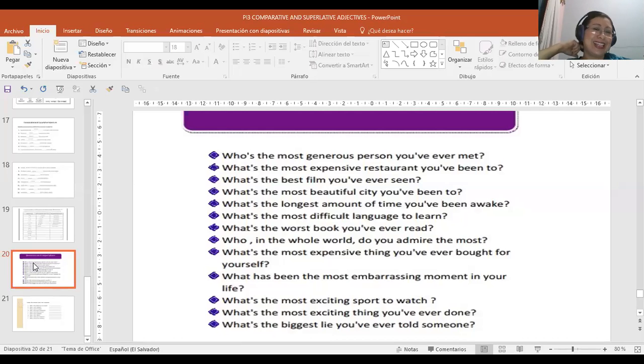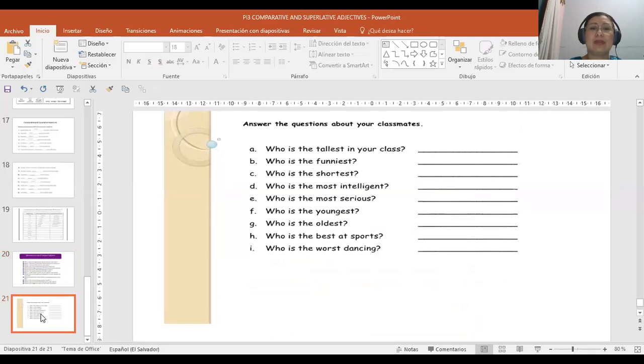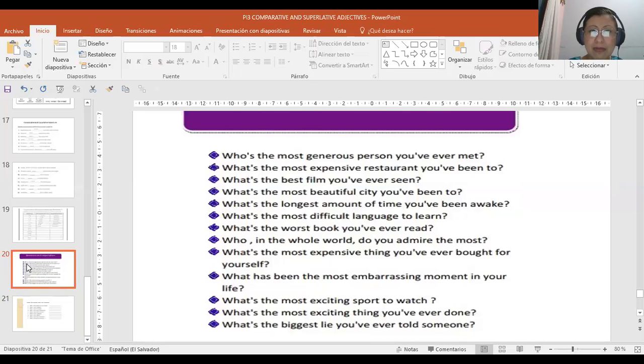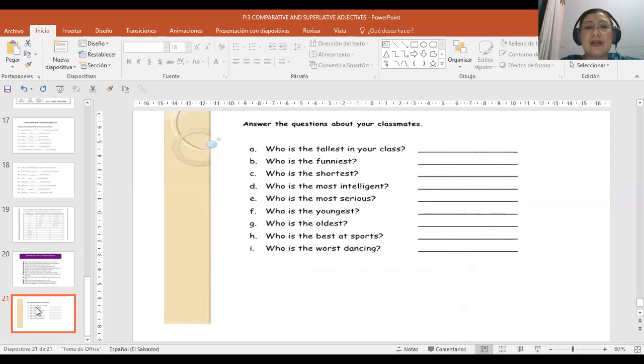So sometimes we use these superlatives when we are talking about things like this, right? So they ask you for very big things that have happened to you. And that's why we use the superlatives to describe them better. So I'll keep this in the extra materials you will have in order that you can continue practicing the questions. And if you can provide your own answer, it's going to be okay for you to practice. And then you can answer these questions about your classmates.